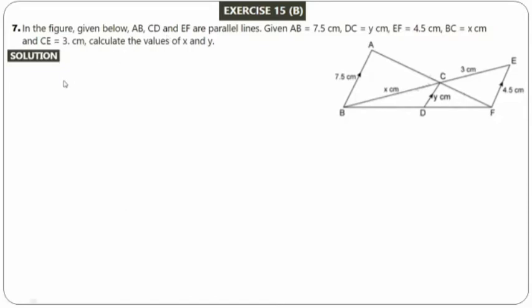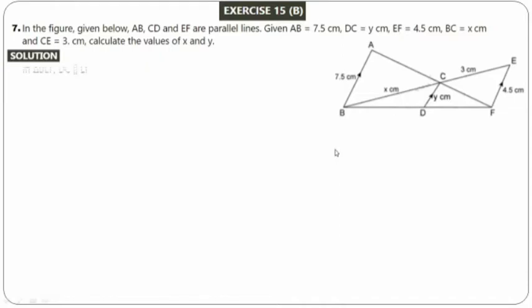Now, the first question for the day is question number 7, which says: in the figure given below, AB, CD and EF are parallel lines. You can see the arrows, right? These lines where you see arrows are parallel to each other. Given AB is 7.5, DC is Y, EF is 4.5, BC is X centimeter and CE is 3 centimeter. Calculate the value of X and Y. All the measurements are given in the diagram itself. So let's find the value of X and Y.